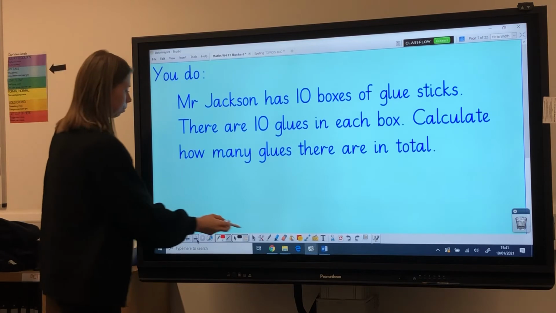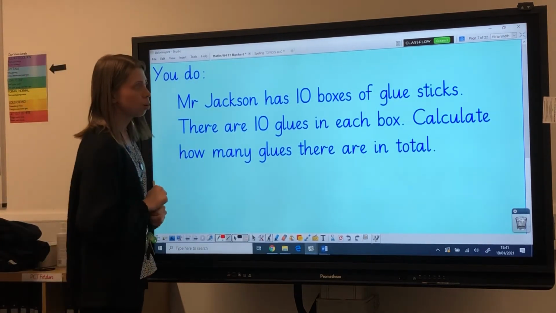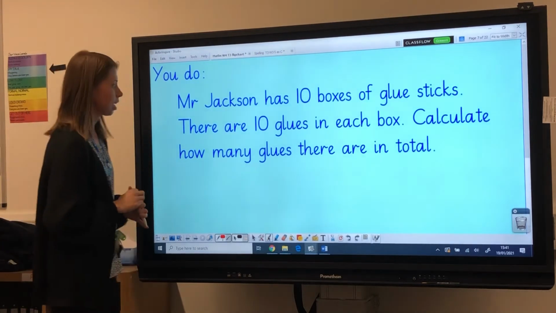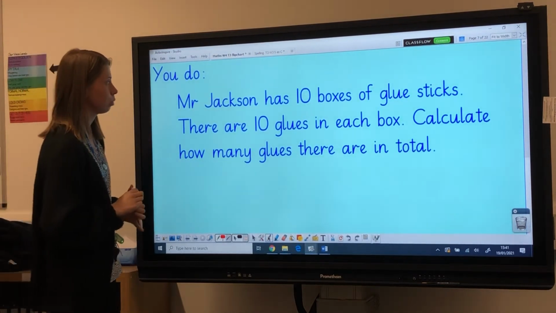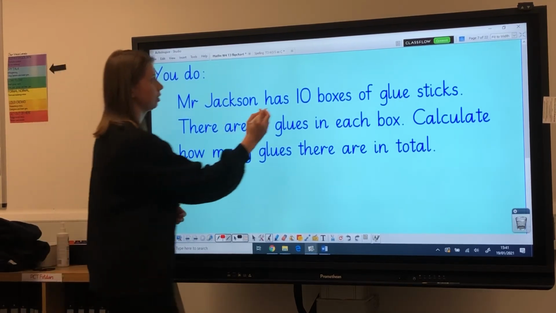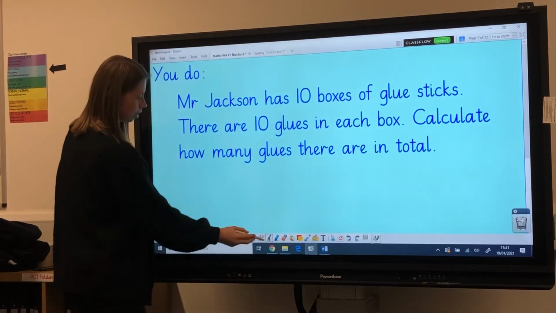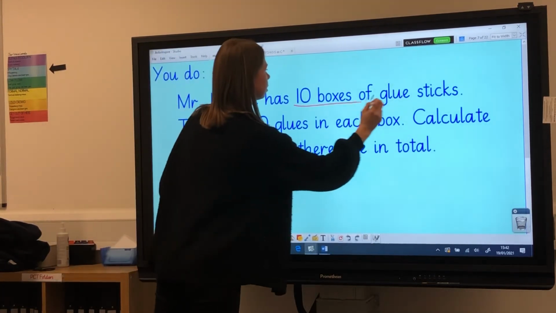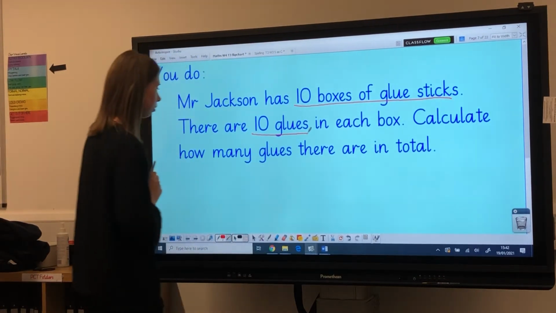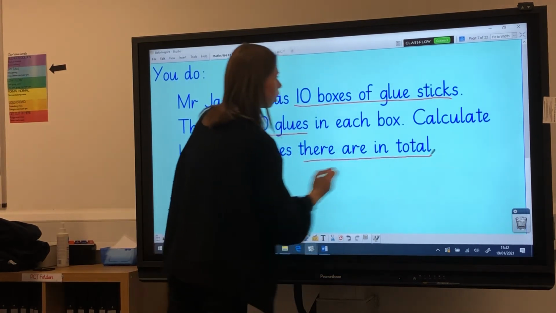Okay, next one. You've got a word problem here. Mr. Jackson has 10 boxes of glue sticks. There are 10 glues in each box. Calculate how many glues there are in total. So, Mr. Jackson has 10 boxes of glue sticks. And he has 10 glues in each one. We need to find out how many there are in total.